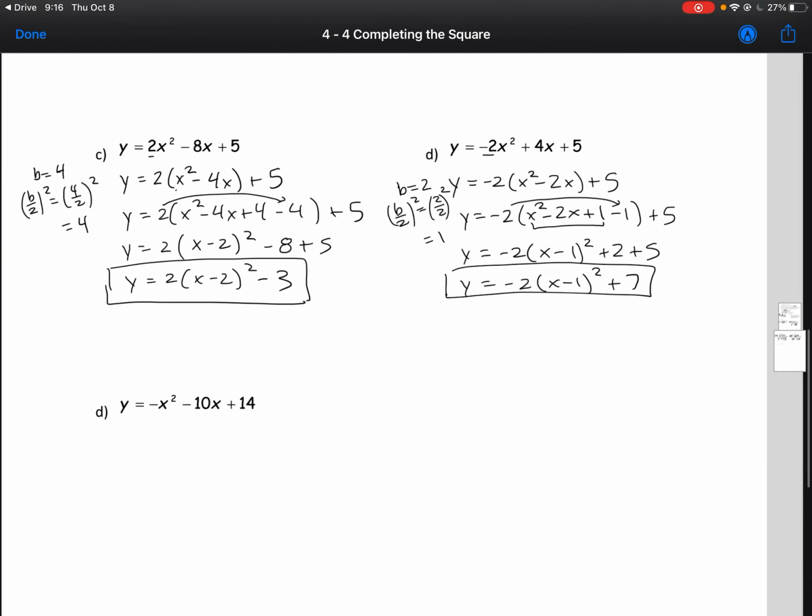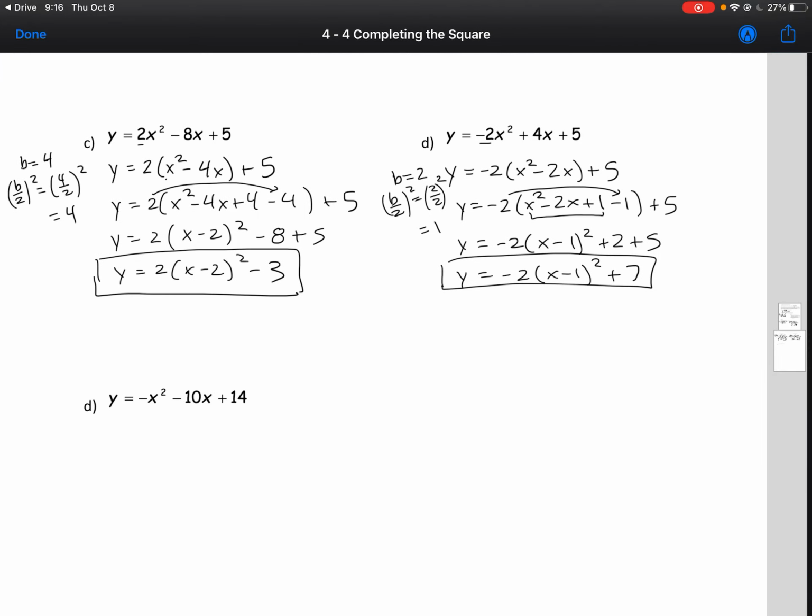Okay, one more example here with just one negative. So that still counts as not equal to 1. So I have to factor out negative 1 from my first two terms. My next step is going to be to identify my b value and then divide it in half and square it, which would give me 25.